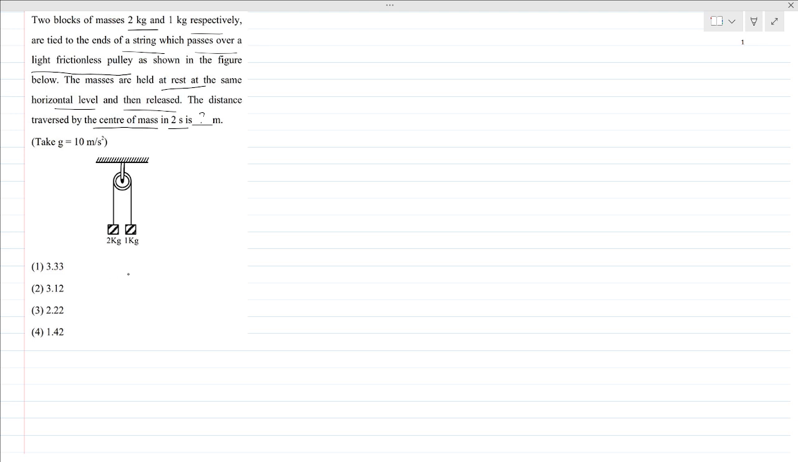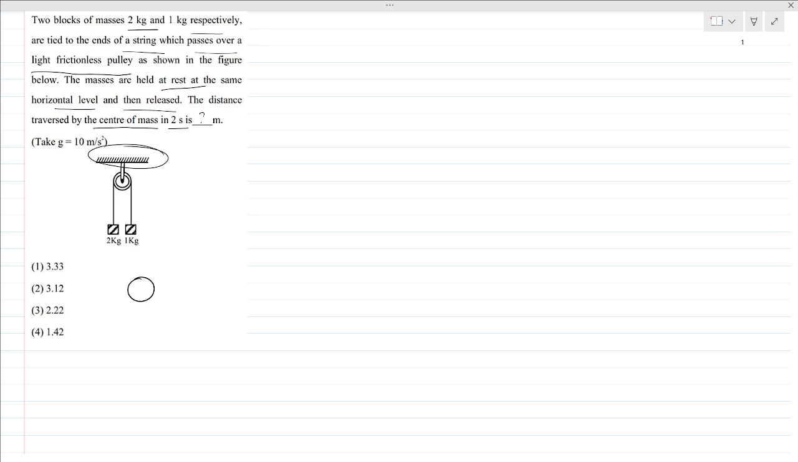So as we can see here, a pulley which is connected with a rigid support, and there are two masses, 2 kg and 1 kg. They are attached to a string, and there are some assumptions: the string is light, and it passes over a light frictionless pulley. So that means we don't need to take account of the mass of the pulley.